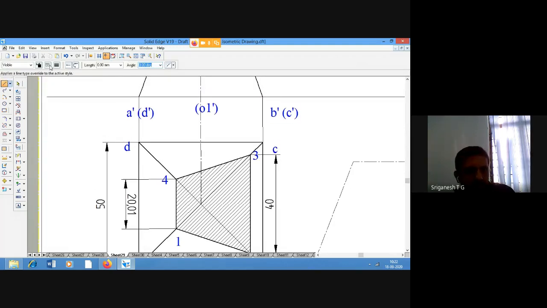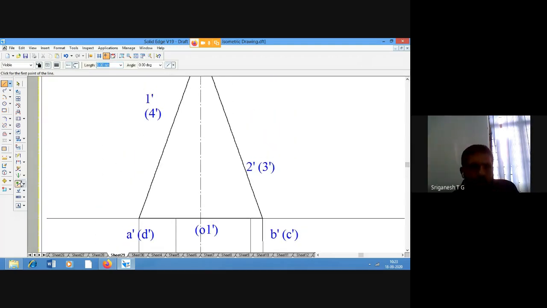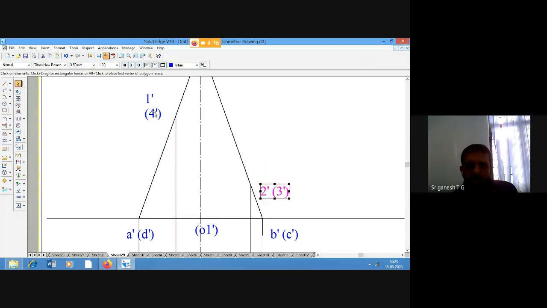Now what we are supposed to do is that after drawing it in the top view, go for a projection line from here and project it to the top view. And from here also. Now just extend this. See, where is it cutting? It is going to cut here, and this is going to cut in this particular place. Now join this by a straight line.